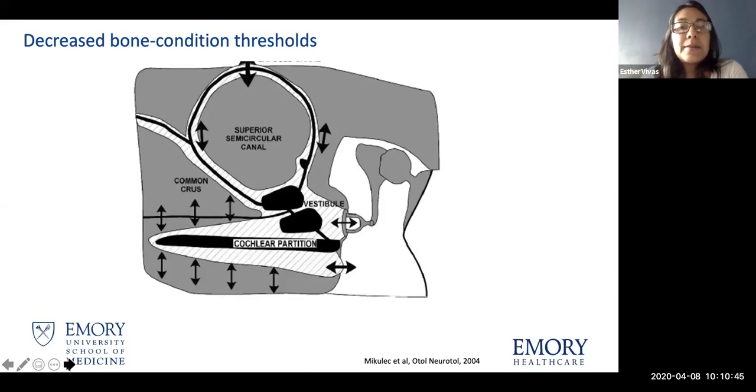Because of the pathology of a fistula or a third window effect and the inner ear mechanism, there is decreased bone sensitivity, meaning that patients tend to have a perception of sound at much lower magnitudes. You can think of it that way. So that is translated into very, very low bone conduction thresholds on an audiogram.